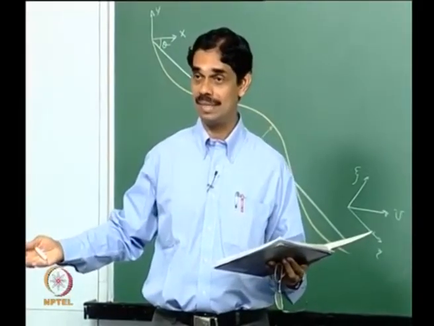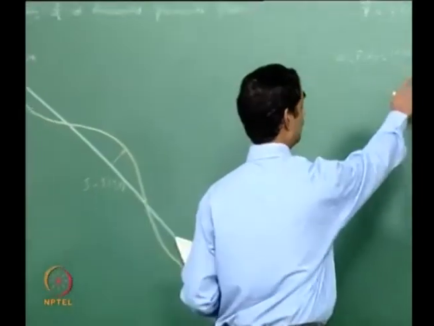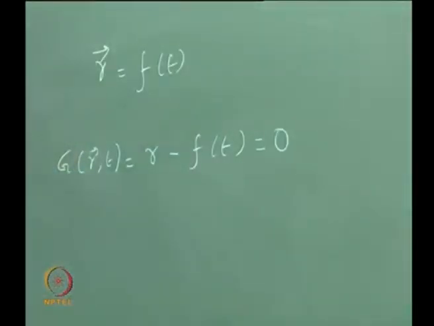We know that at the flame, r equal to f of t, that means r minus f of t is equal to 0, which means G is 0. So G equal to 0 corresponds to the flame, otherwise it is on this side or that side of the flame. So we track the G equal to 0 surface.